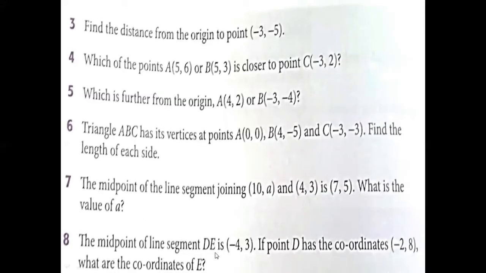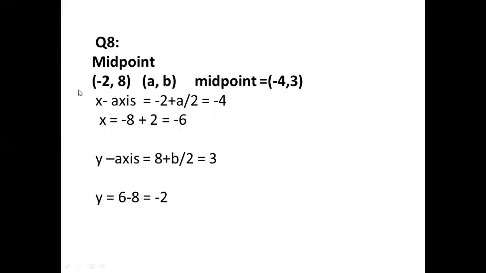Question 8, the midpoint of the line segment DE is minus 4 and 3. If the point D has coordinates minus 2 and 8, and the other is what we need to find. Let's suppose we name them: one is minus 2 and 8, and the other is A and B, which we don't know. Let's talk about the x-axis. The x-axis should be minus 2 plus A divided by 2 equals minus 4. So 2 multiplied by 4 is minus 8, and this 2 goes to the other side as a plus 2. So my answer should be minus 6.